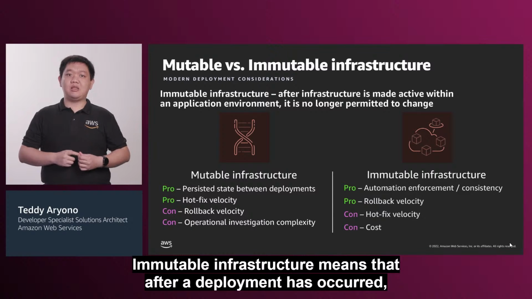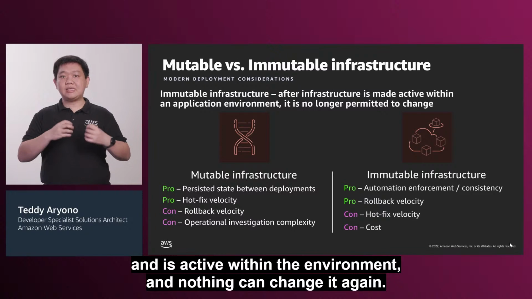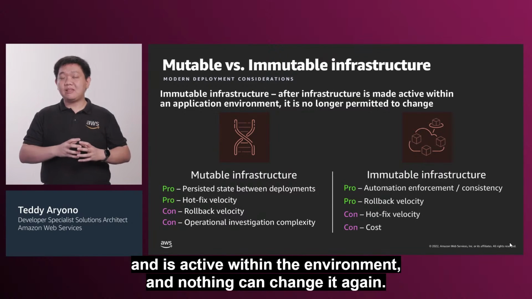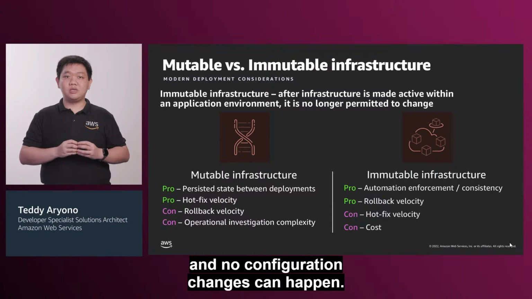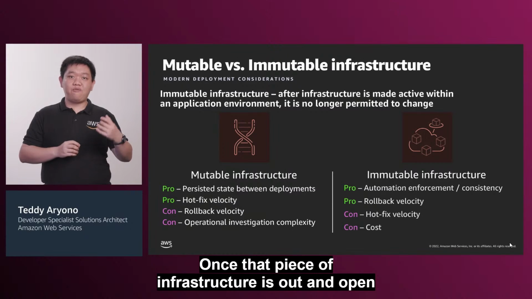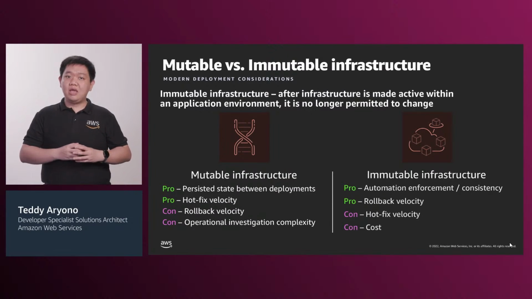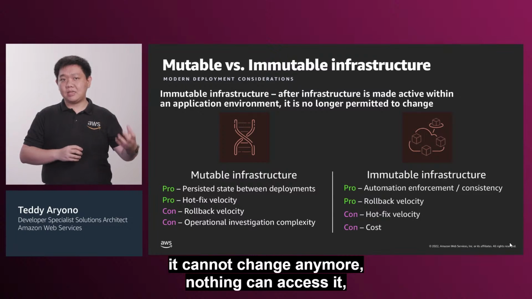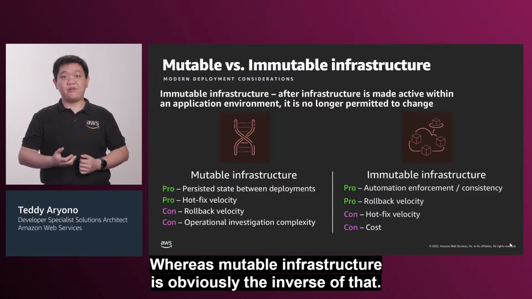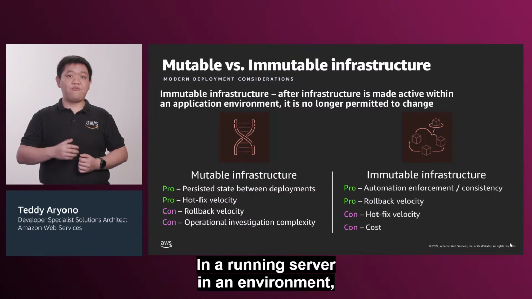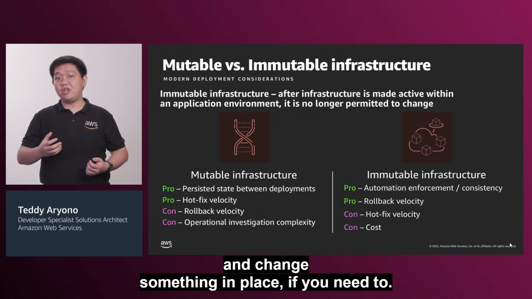Immutable infrastructure means that after a deployment has occurred, a piece of infrastructure has been created and is active within the environment, nothing can change it again. No human access to the operating system, and no configuration changes can happen. Once that piece of infrastructure is out and open in the environment and serving its purpose in the architecture, it cannot change anymore. Nothing can access it and nothing can change it. Whereas mutable infrastructure is obviously the inverse of that. In a running server in an environment, you still have the ability to access that server and change something in place if you need to.